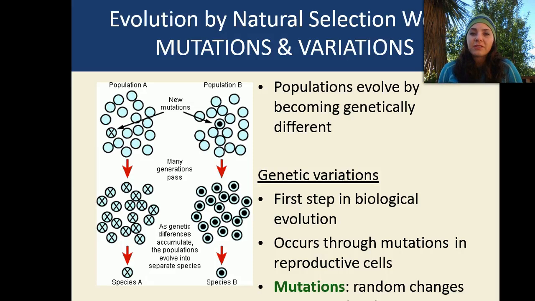Only mutations of the sex cells are going to get passed on to the next generation. If I have a mutation in one of my skin cells, that's not going to get passed on because it's not in my egg cell. And mutations are random changes in DNA molecules.